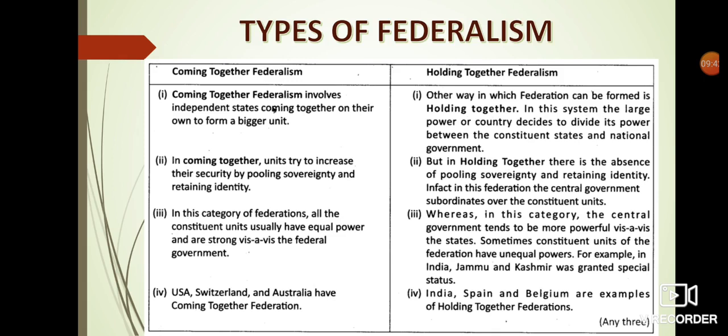Sometimes constituent units of the federation have unequal power also. Due to that, some areas have some special powers and some areas lack some of the powers. We will study this in detail in a further topic. Examples of such holding together federations are India, Spain, Belgium, etc.